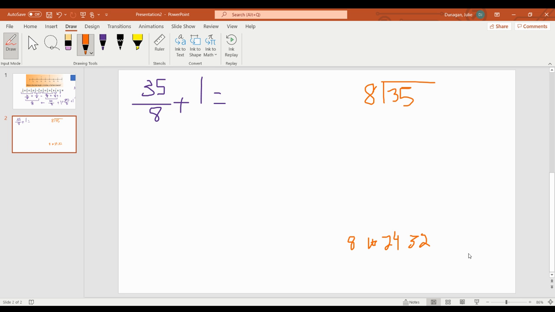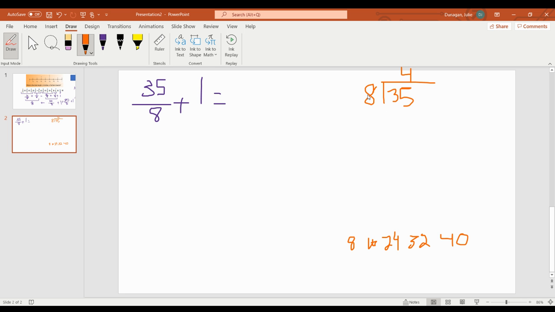You guys will write neater than I do. And 40. Okay, so I know 35 is in between 32 and 40, so I can't have this many. So now I'm going to count my groups. 1, 2, 3, 4. So there are 4 groups of 8 in 32. So I have 4 wholes in 35.